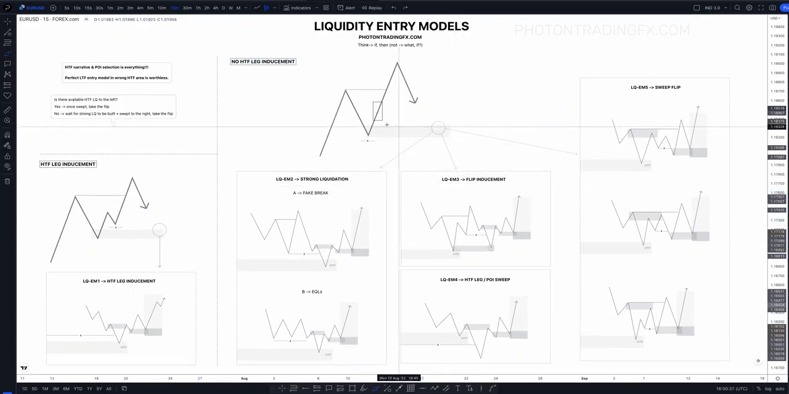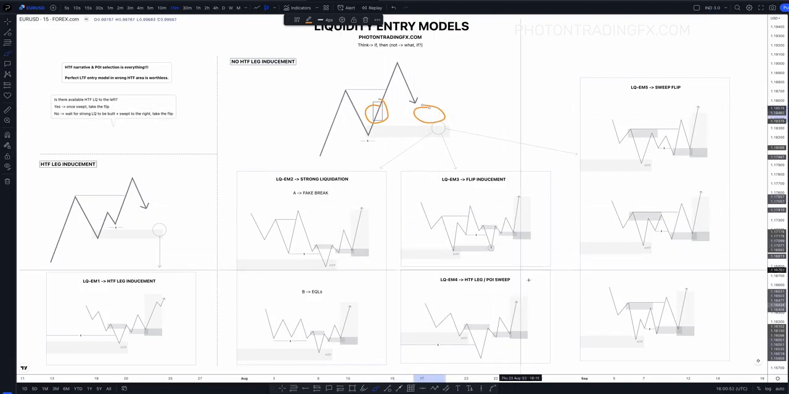Now, all of these are going to be scenarios in which you don't have inducement here. So that's not to mean that if you have this, that you can't use one of these models, because it would make it even higher probability. It's just that when we don't have inducement here, what do we need? We want to see inducement built here. And these are all the entry models or scenarios in which inducement can be built on the right, okay?